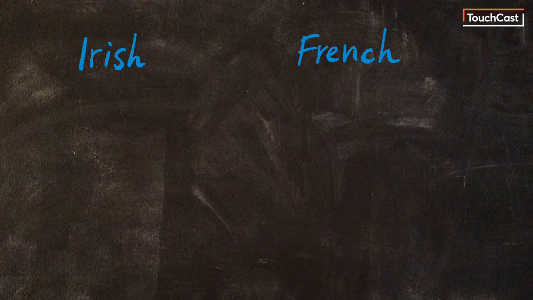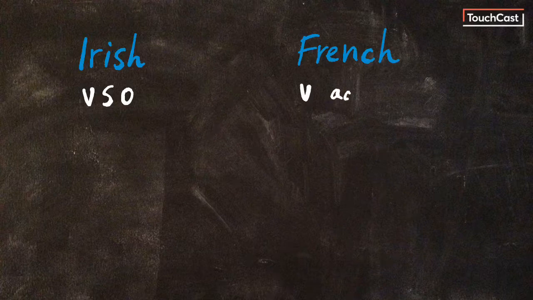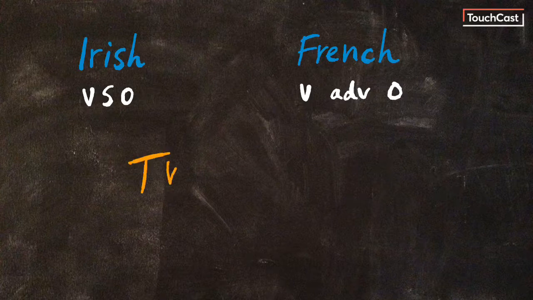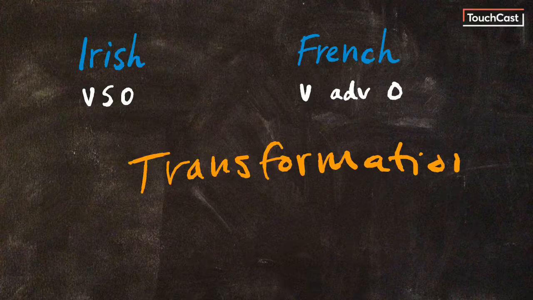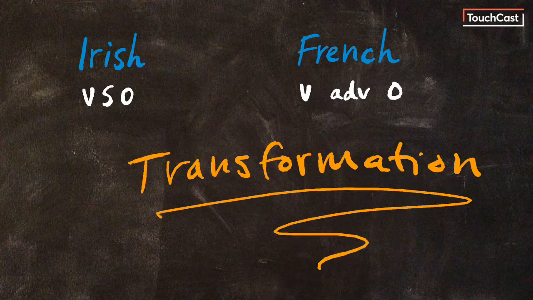So as we've seen, according to our current X-bar theory rules, Irish and French both have some sentence patterns that deviate from what we would expect. Irish has a verb, subject, object sentence order, and French can have an adverb intervene between the verb and its complement, the object. So in order to overcome these, we're going to need to add a new set of rules, which are called transformations. Transformations are rules that move or insert some elements in the sentence, and we will explore those next.